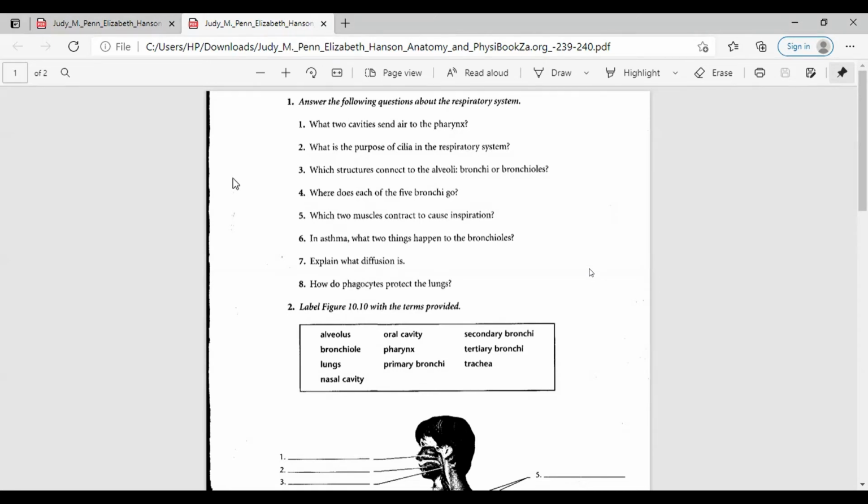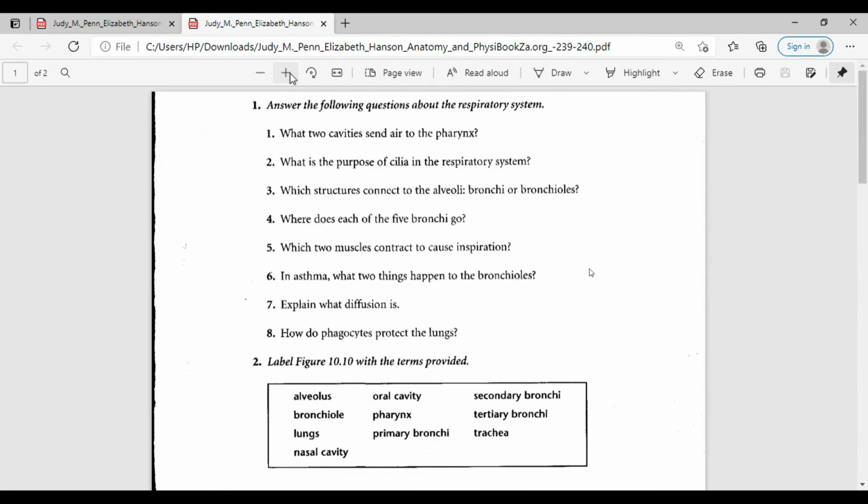Yes, teacher. Okay, can you see question number 1? Please answer question number 1. What two cavities send air to the pharynx? Those cavities are the oral cavity and the nasal cavity. Very good. Excellent answer. So the two cavities that send air to the pharynx are the oral cavity and nasal cavity. You can mute yourself. I'm happy that you remember.